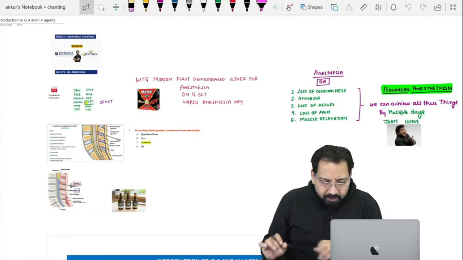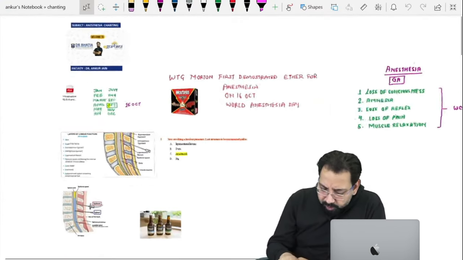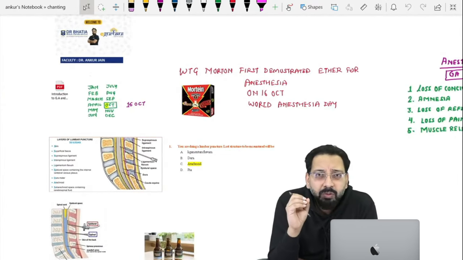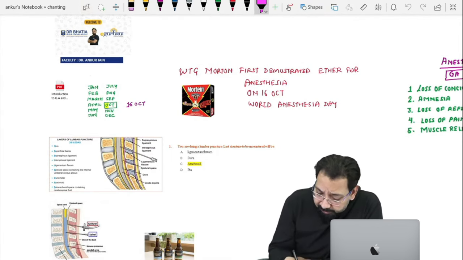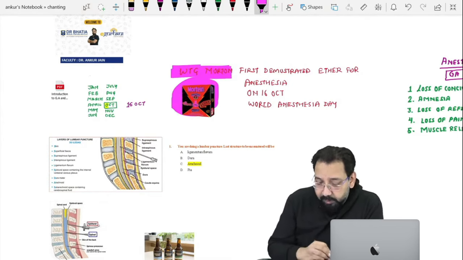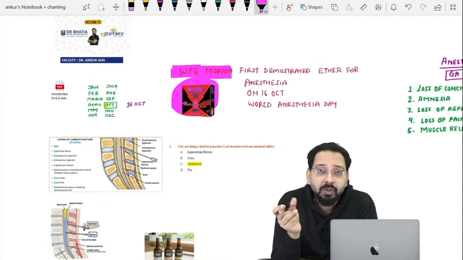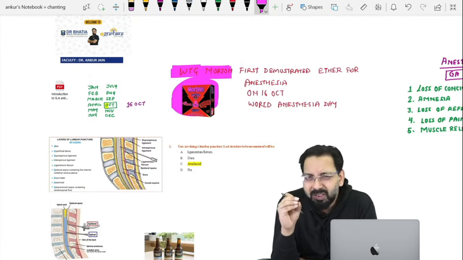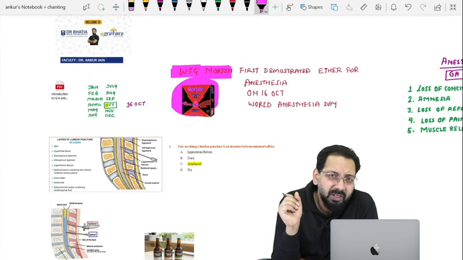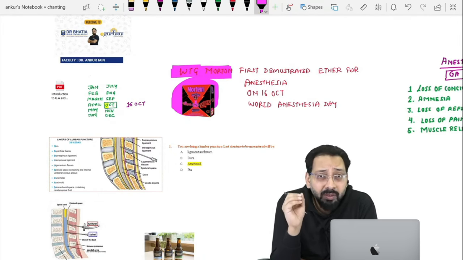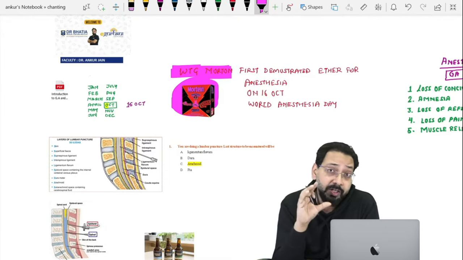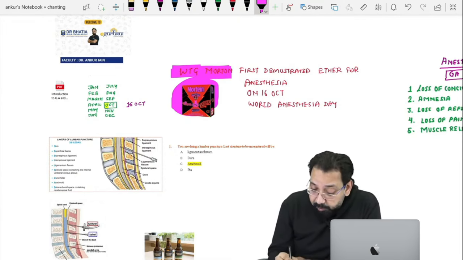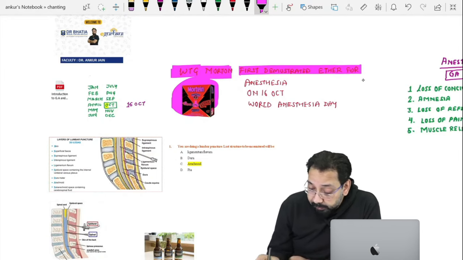Yes, a few history points, a little bit conceptual. You all know that if you want to do surgery, we give anesthesia, and the first person was W.T.G. Morton. Yes, we will remember Morton. You must have seen that after smelling Mortein, the mosquito becomes unconscious. So do you think that anesthesia is only unconsciousness? No. Anesthesia is not only unconsciousness, but we found that ether is a complete anesthetic agent, and William Thomas Green Morton first demonstrated ether for anesthesia.